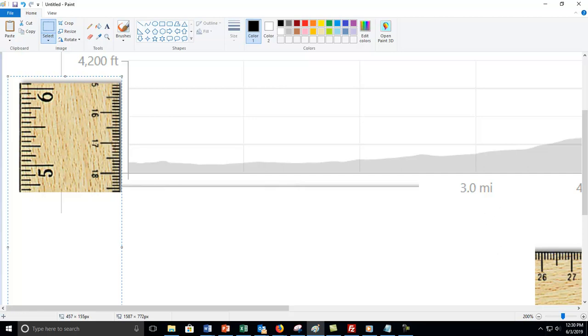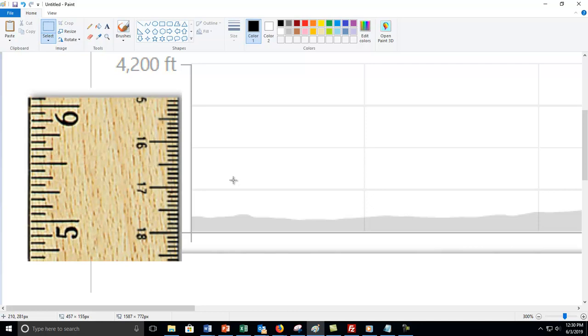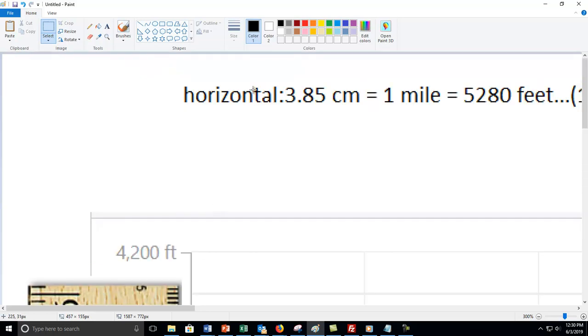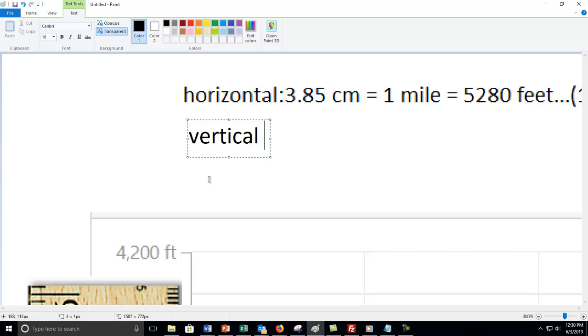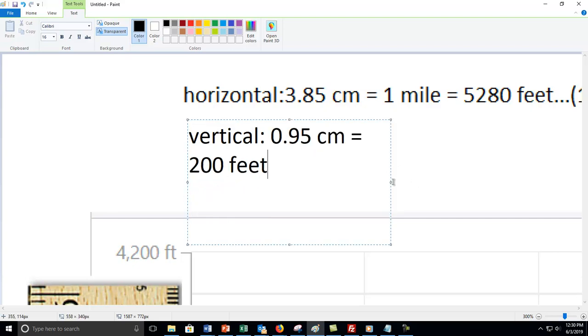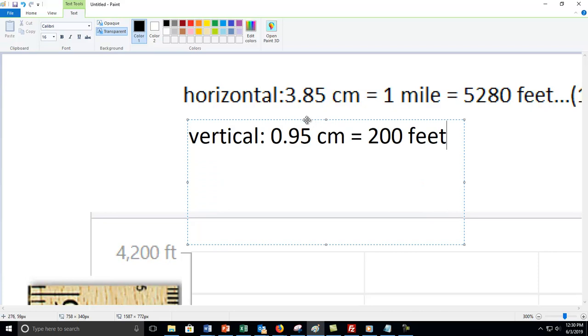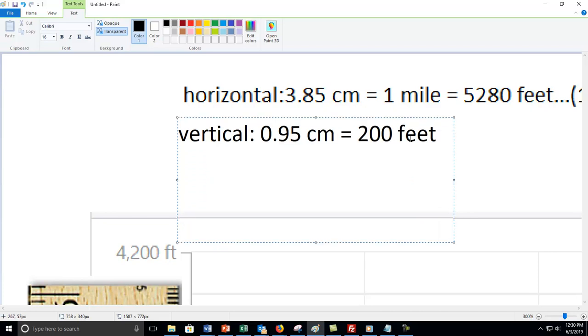Let me zoom in a little bit more. I'm going to call it 0.95. It looks like it falls between them. So I'm going to call that 0.95. So for the vertical, 0.95 centimeters is 200 feet. So now we already have it in feet. All we got to do now is divide 200 by 0.95.